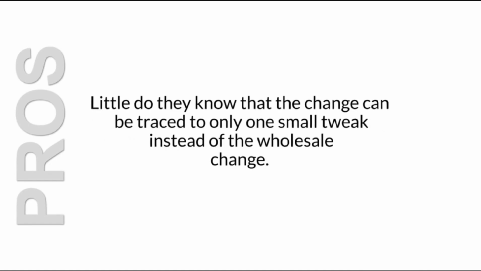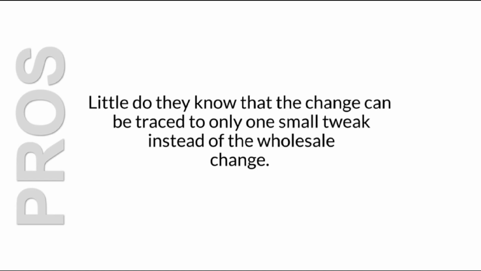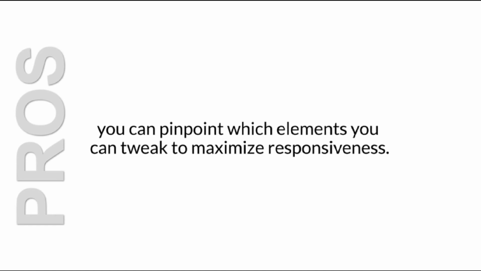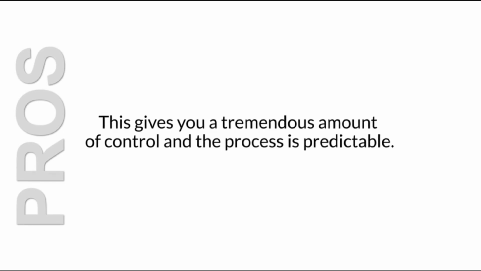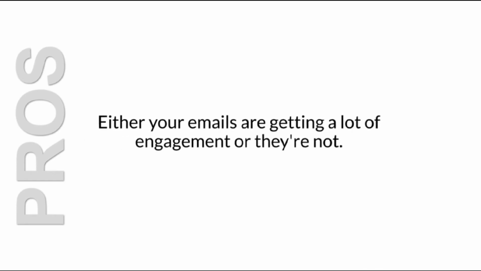Little do they know that the change can be traced to only one small tweak instead of the wholesale change. But the problem is, they're clueless about this. They wouldn't know. With an element-by-element optimization model, you can pinpoint which elements you can tweak to maximize responsiveness. You're not relying on your intuition or gut feelings. This gives you a tremendous amount of control, and the process is predictable. It's also statistics-based. Either your emails are getting a lot of engagement, or they're not, so you optimize them.